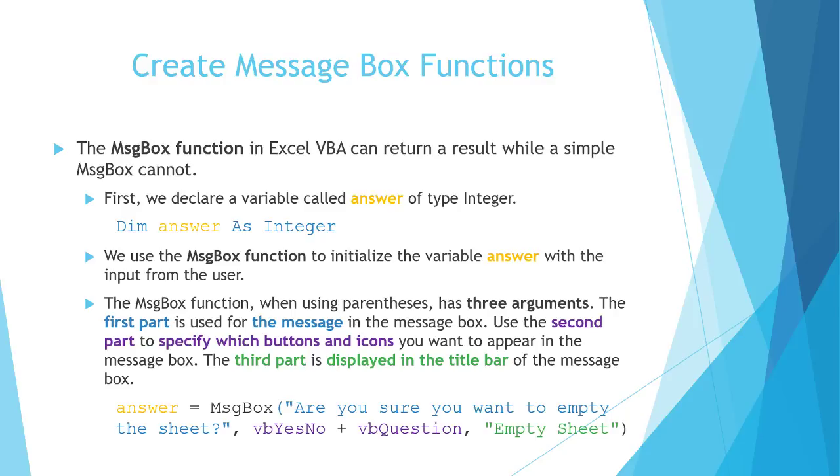And then the third part, which is in green, is what is going to be displayed in the title bar of the message box. This can be left blank and it will just default to Microsoft Excel. But for this one, I've put quotation marks empty sheet because that's the unofficial name of the function we're going to be performing today.